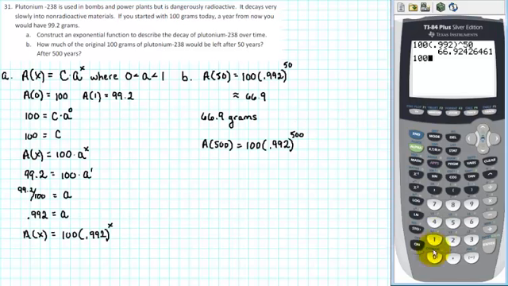100 times 0.992 raised to the 500, and that is approximately 1.8 grams. So after 500 years, approximately 1.8 grams of the original 100 grams would remain.